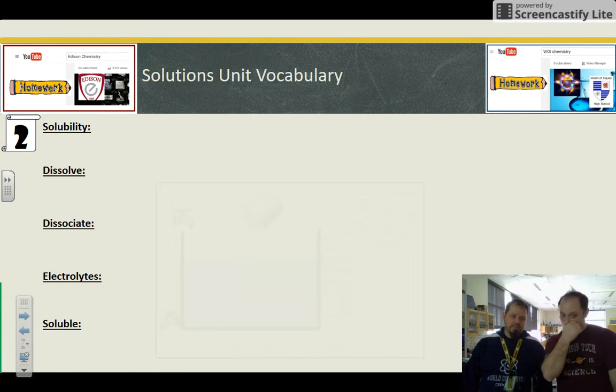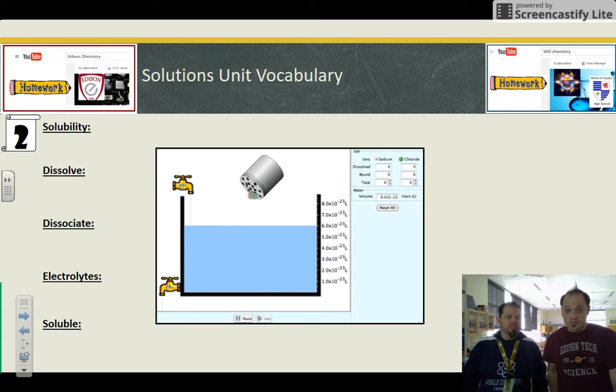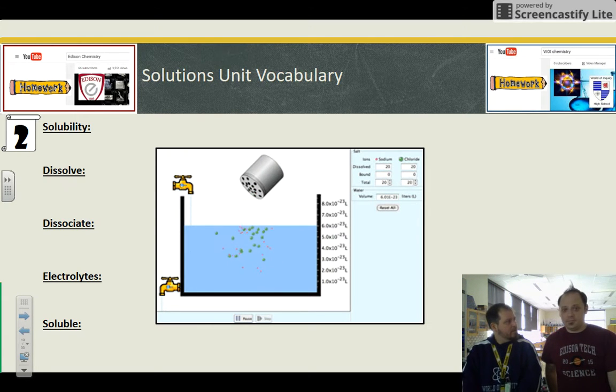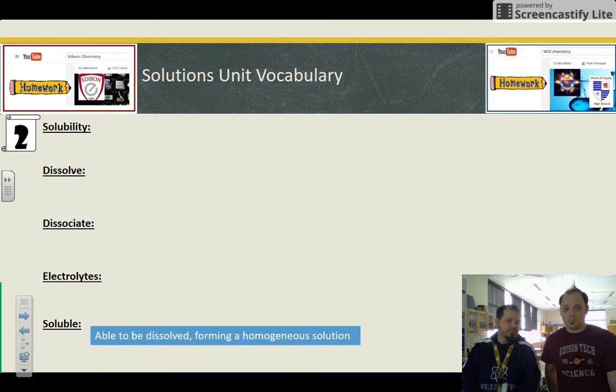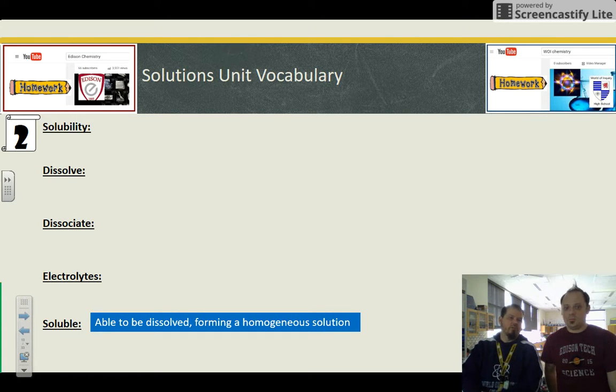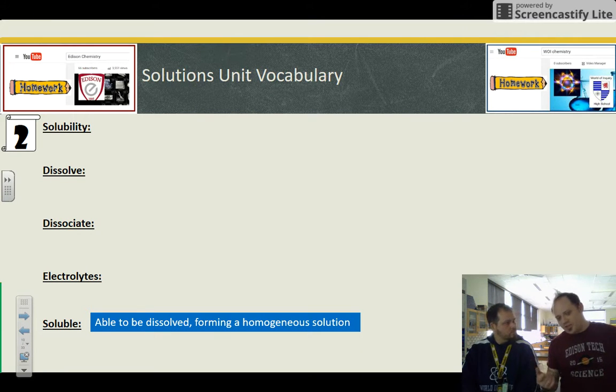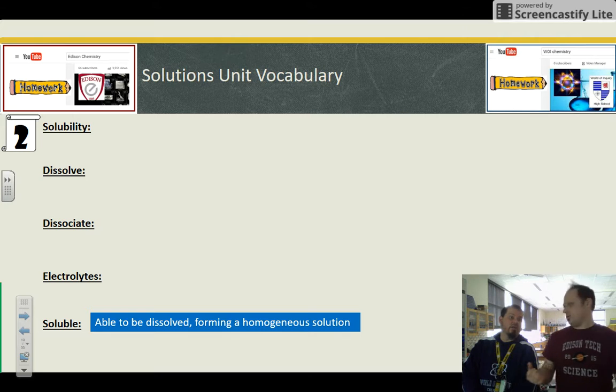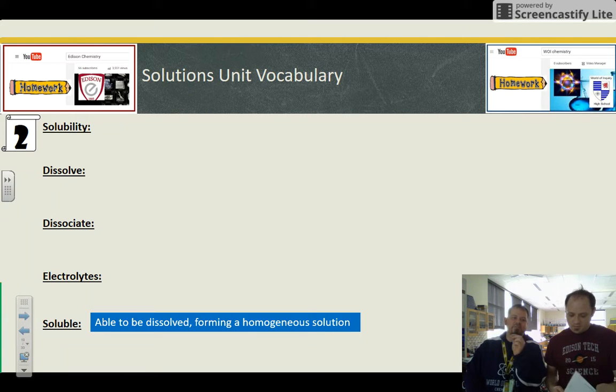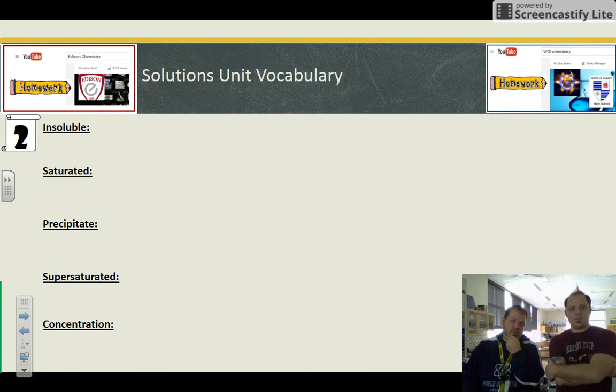Soluble. This looks like one of the simulations, one of the labs we had to do. Soluble literally just means it's able to be dissolved, forming a homogeneous solution. You know what I realized in doing this vocabulary? There are about six words, all with the same root, that start with sol. You need to really pay attention because there are some very nuanced definitions that change just a little bit on these words. So you really need to study and get these words straight so you do well on your quiz.